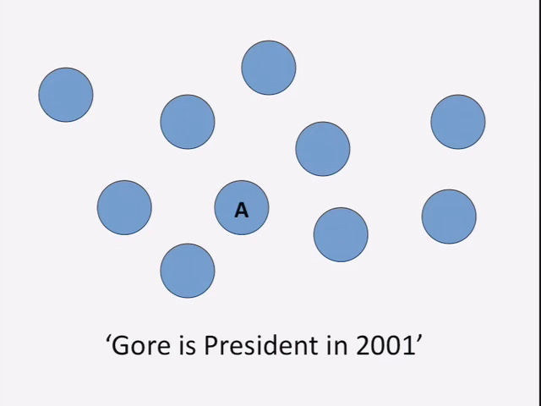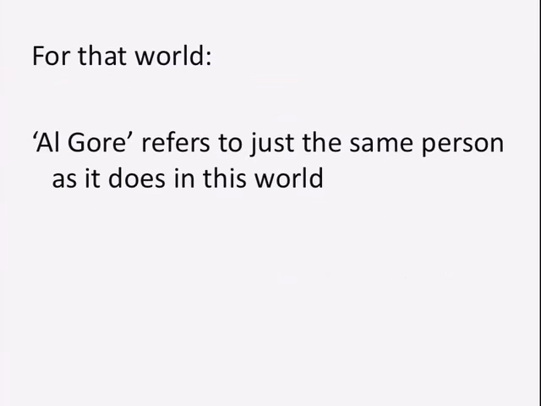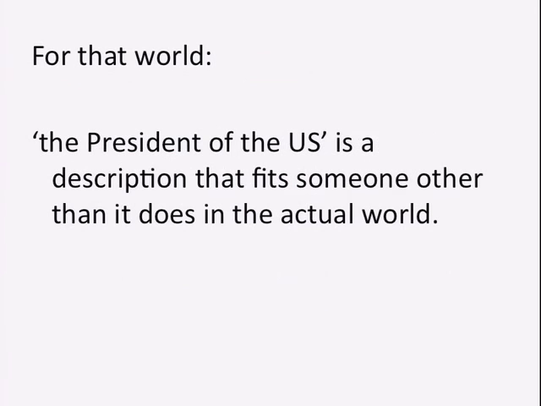But now consider the definite description. The President of the US in 2001. That is a denotation here. Whom does it denote here? Bush, thank you. Right. Okay. Who does it denote in this world, in World 17? Gore, right, it denotes somebody different. So when we're considering World 17, the name Al Gore refers to just the same person as it does in this world. Whereas in that world, the President of the US is a description that's denoting someone other than it does in the actual world. Isn't that weird?